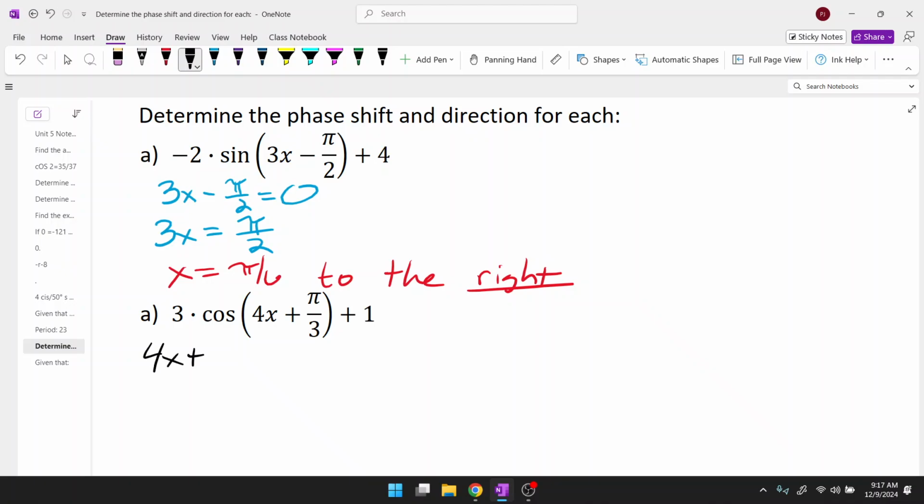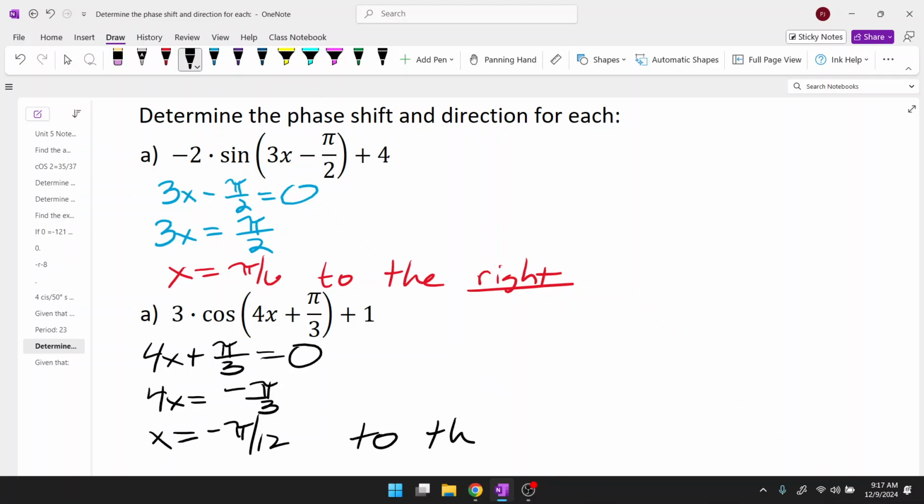So for this one, 4x plus pi over 3 equaling 0. 4x will be negative pi over 3. X will be negative pi over 12. And this one is going to the left.